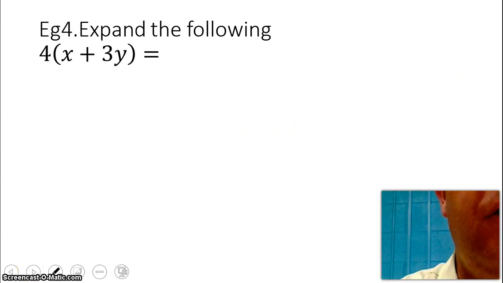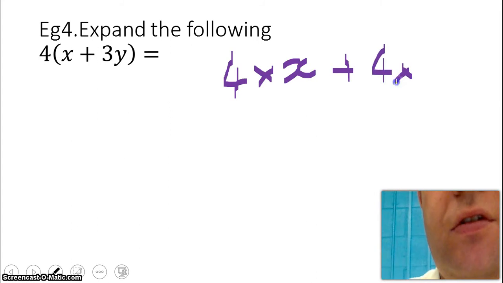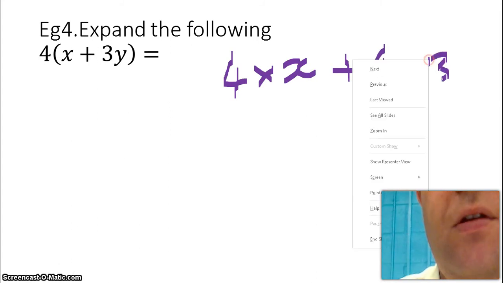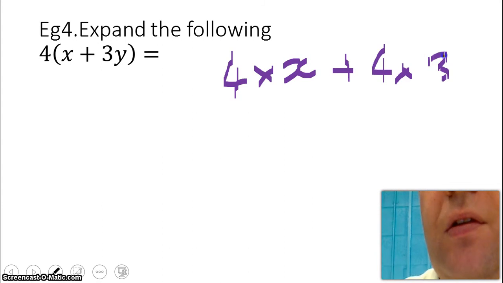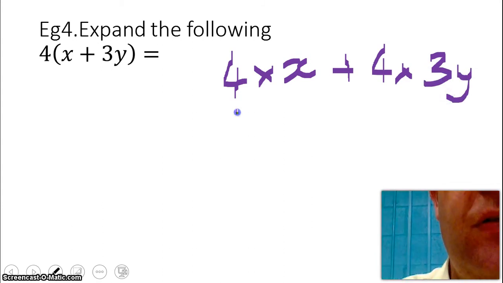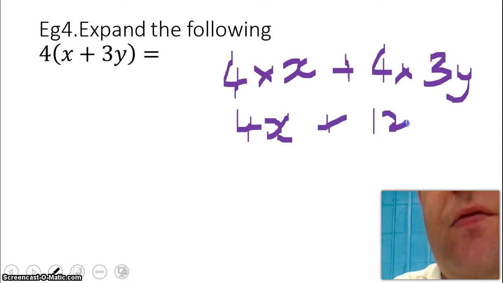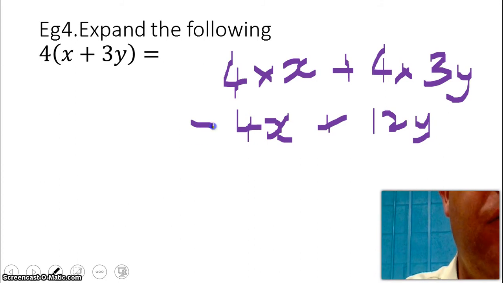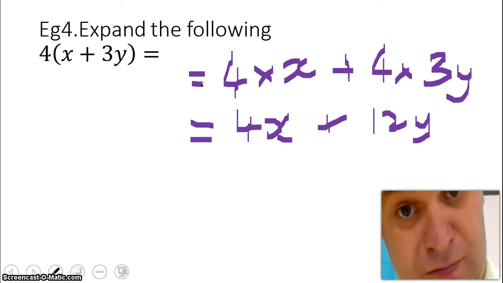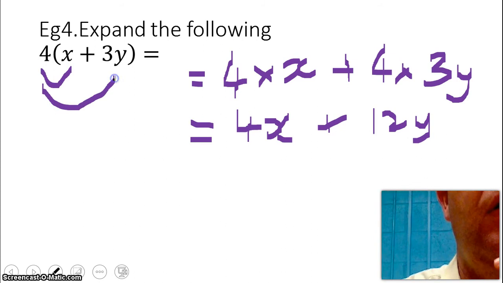This one, we've got 4 times x plus 4 times 3y. 4 times x is 4x. 4 times 3y, 4 3's are 12, and just our y all by itself. So once again, inside, outside.